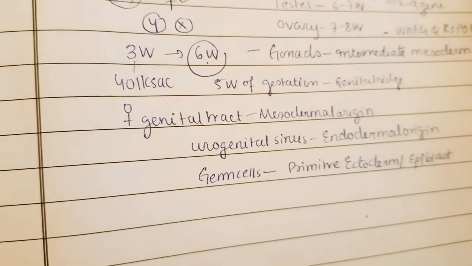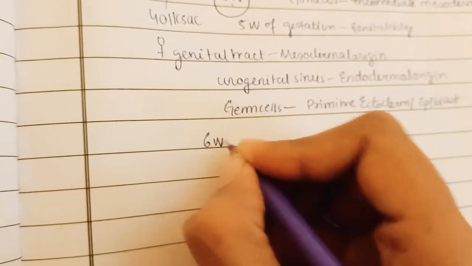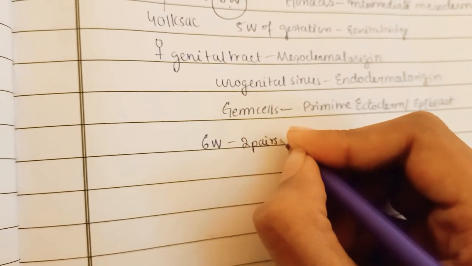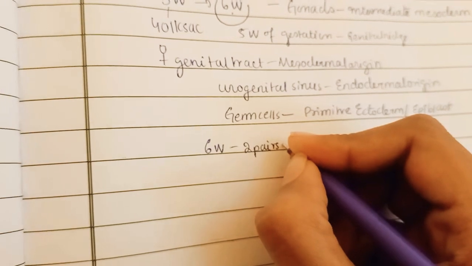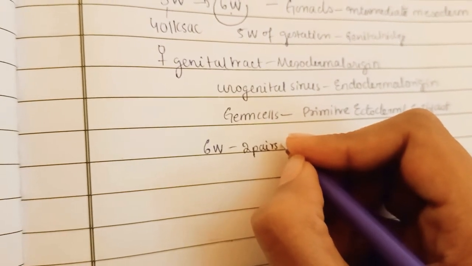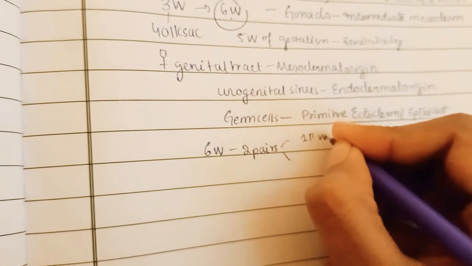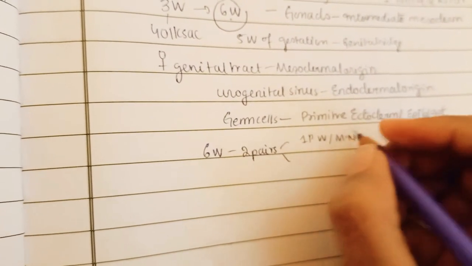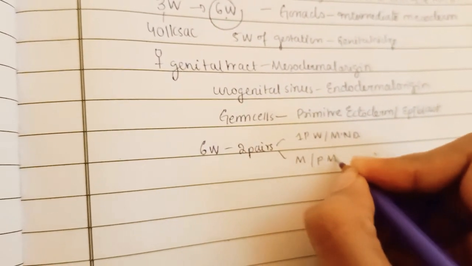Now coming to the ducts involved in development. Till 6 weeks of pregnancy there are 2 pairs of ducts, and these ducts are present in the conceptus irrespective of gender, that is in male and female. One pair is the Wolffian duct, also called the mesonephric duct, and one pair is the Mullerian or paramesonephric duct.